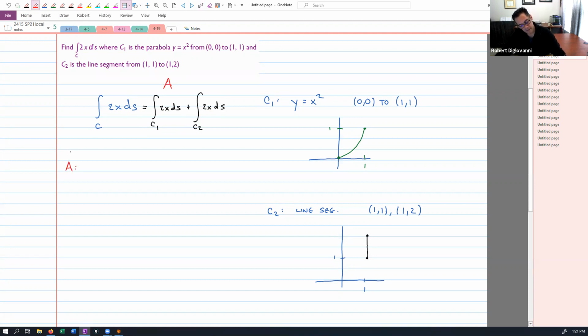So for integral A, we need the line integral over C1 of 2x ds, which for us should turn into, all right, we need the parametric representation of that parabola. So I think this is where what Daniel was saying on the previous example would work out nice for us. Because to draw a parabola, we could just let x be t, and then we could let y be t squared. So if x is t and y is t squared, we should get this function, right? And what should my restrictions on t be?